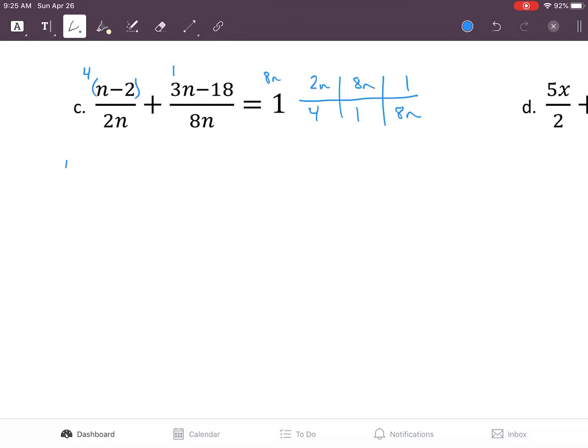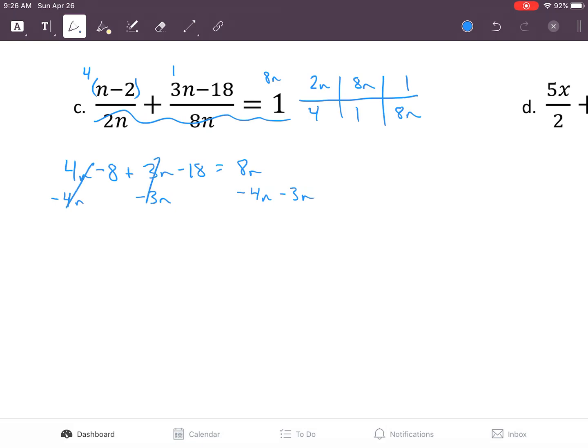So 4 times n is 4n. 4 times negative 2 is negative 8. Plus, if you multiply 3n minus 18 times 1, you're going to get 3n minus 18. And that equals 8n. 1 times 8n. So now all of our denominators will go away, and we have our equation right here. So what I'm going to do is subtract 4n and 3n from the left-hand side and bring them over to the right-hand side.